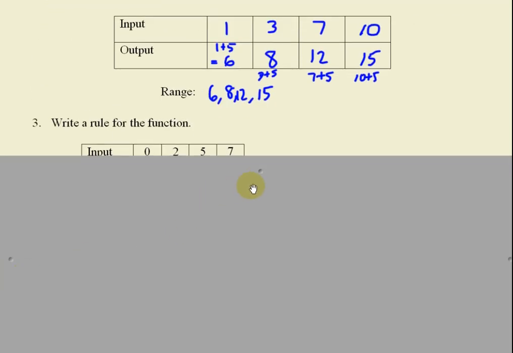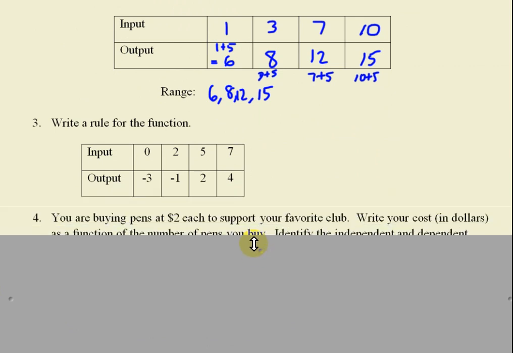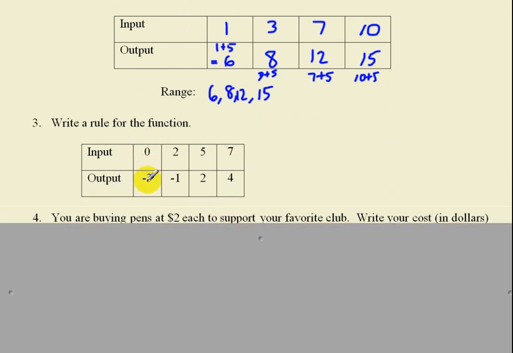Okay, number 3, write a rule for the function. So here we have an input of 0 gives us an output of -3. Input of 2 gives us an output of -1, etc. I'll show you a little trick here. What I like to do here is compare the change in input, so we went up by 2, to the change in output. We went up by 2.